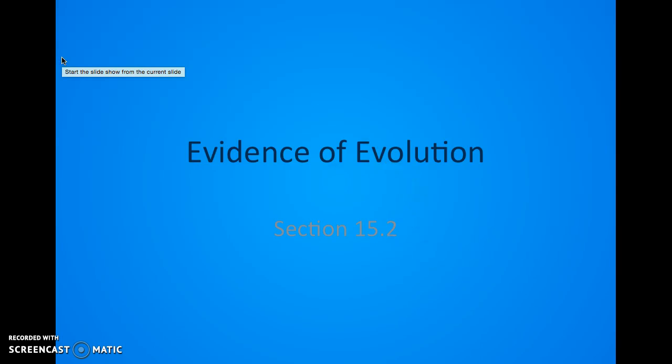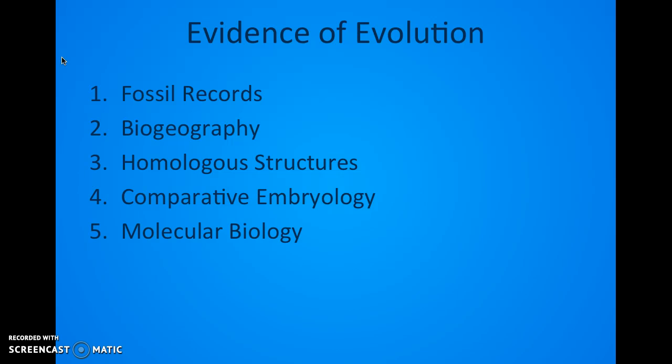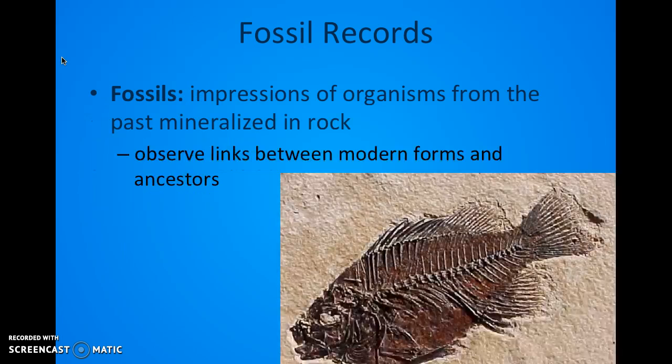This is the lecture on evidence of evolution. This is section 15.2. In this section, we will talk about five different evidences scientists have gathered to conclude evolution. The five that we will talk about include fossil records, biogeography, homologous structures, comparative embryology, and then molecular biology.